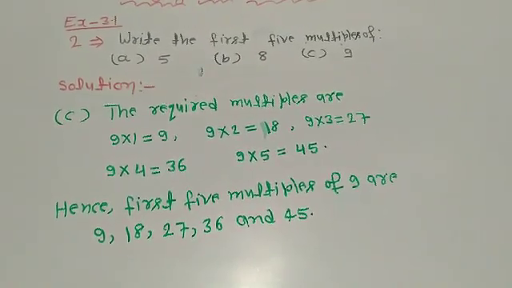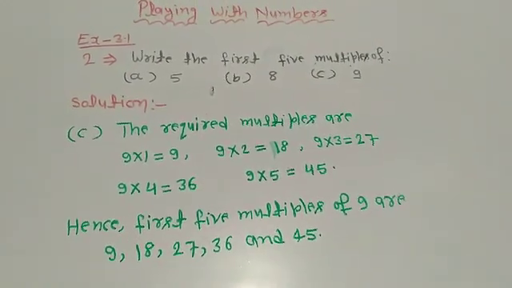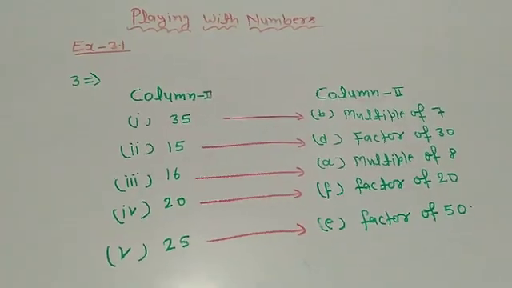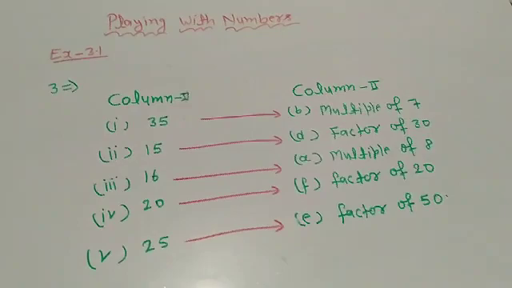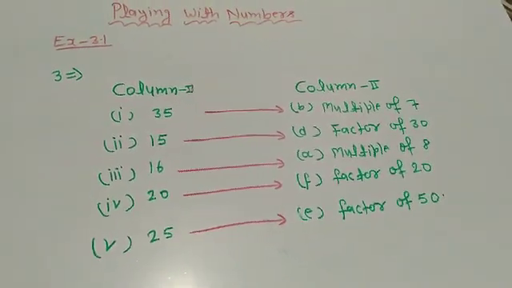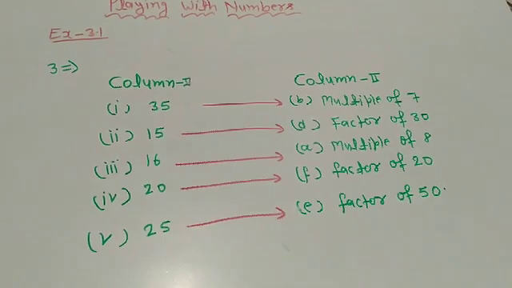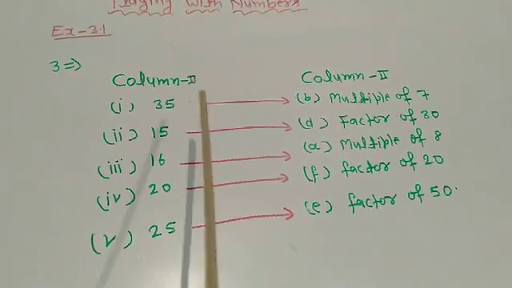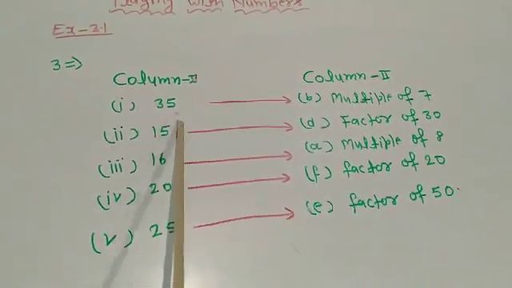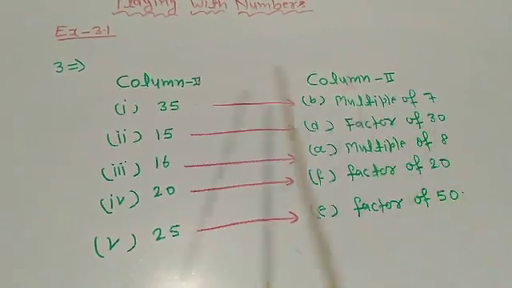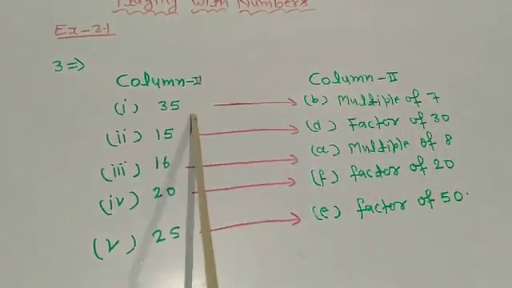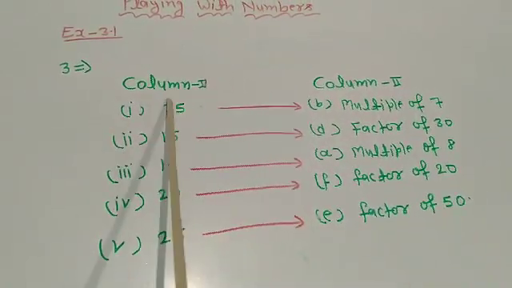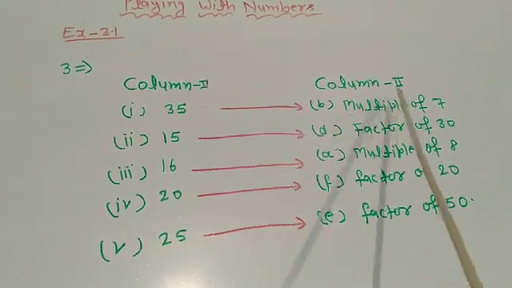Now we are going to solve question number 3. Match the following. So here we match column 1 to column 2. Okay. So first is 35. 35 is a multiple of 7. This is the B part of column 2. The first part of column 1 matches the B part of column 2.